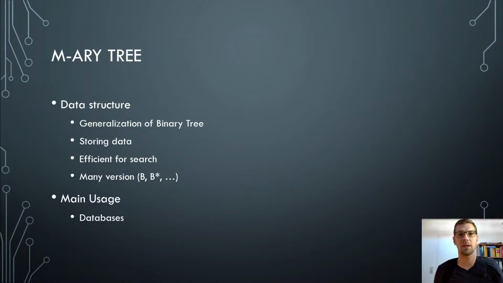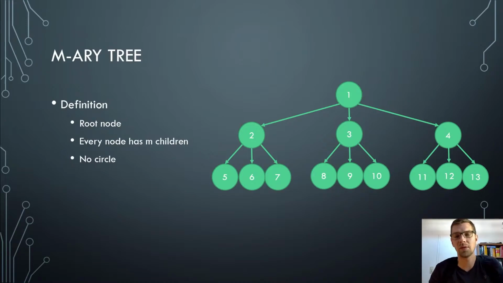Alright, so let's have a look a little bit deeper into those M-Ary trees and how they are defined. An M-Ary tree has a root node, and each node has m children. Each of those m children is then an M-Ary tree by itself again. One condition is that there is no cycle within those trees. Well, let's have a look here.